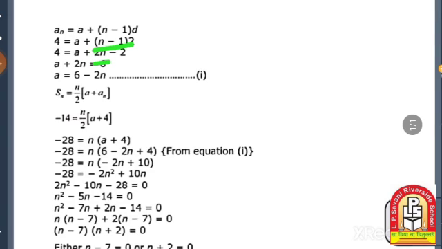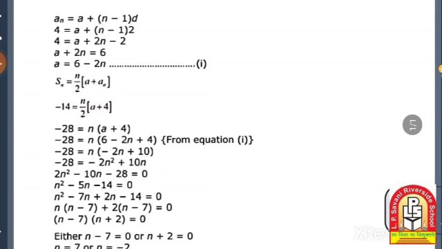Multiplying n with 2 gives 2n, and multiplying 1 with 2 gives 2. So a plus 2n, that is 6. So a plus 2n is 6, so a is equal to 6 minus 2n; it is our equation. Then next, Sn is equal to n by 2 into a plus an.